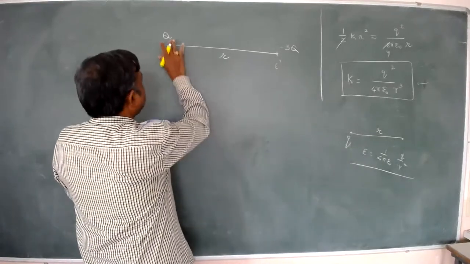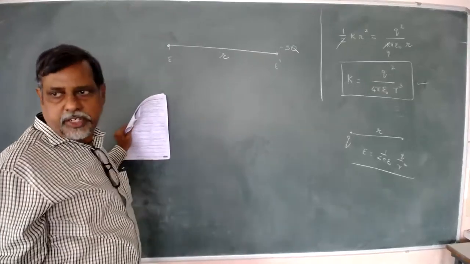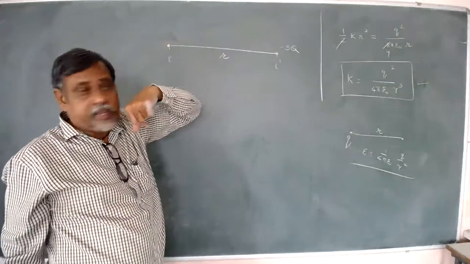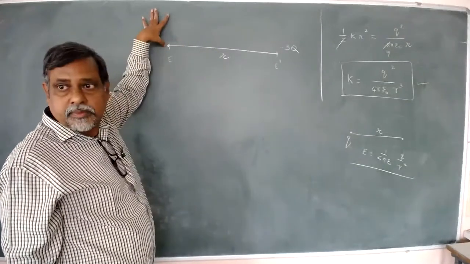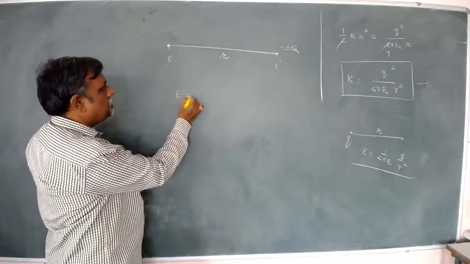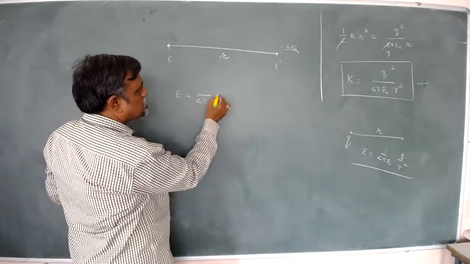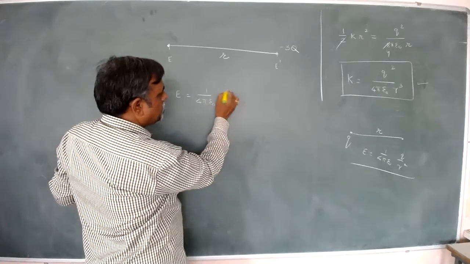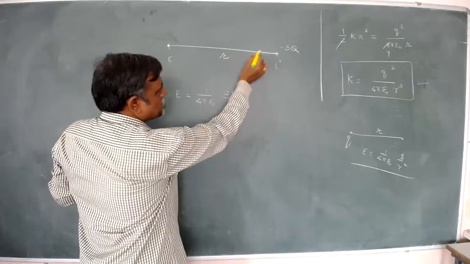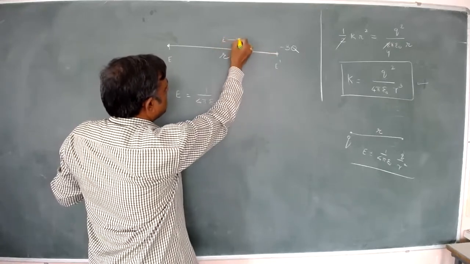Imagine that this Q is not there for some time. Then due to this minus 3Q, there will be some field at this point. What will be the field? That is E is equal to 1 by 4 pi epsilon naught minus 3Q, so 3Q by R square. Negative in the sense this E will be in this direction.